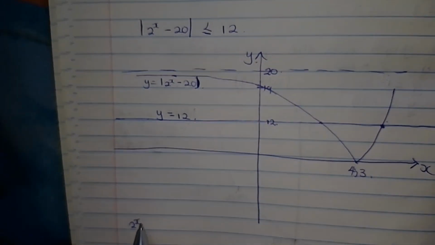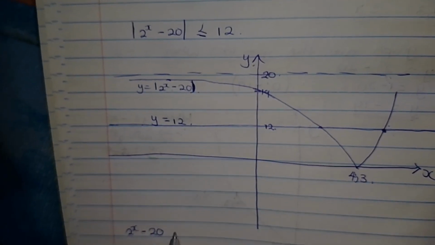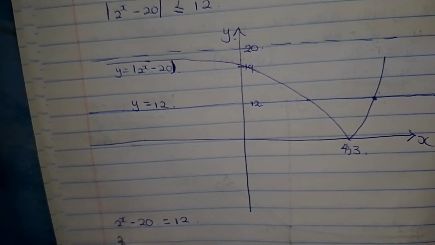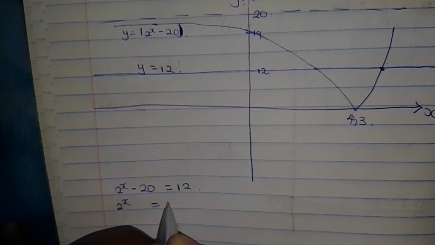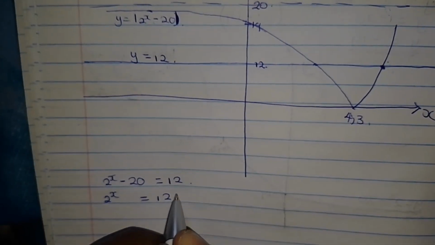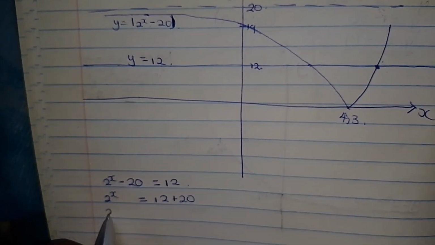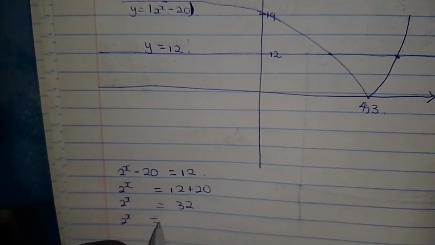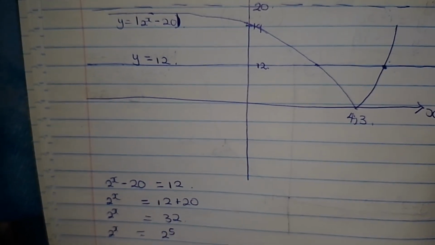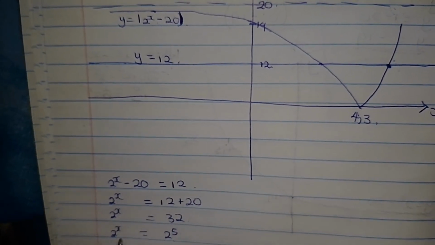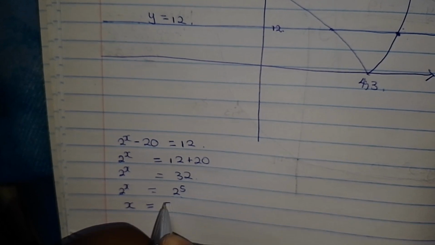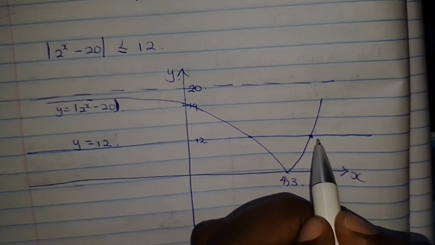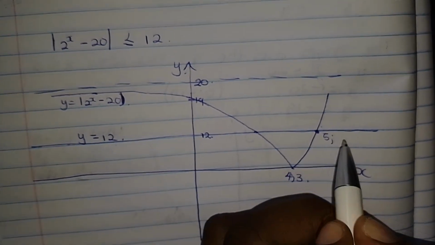is equal to 12, we are going to get 2 to the power x being equal to 12 plus 20, so 2 to the power x is equal to 32, and 2 to the power x is equal to 2 to the power 5. The bases are equal, so x is equal to 5. So this point is 5, 12.